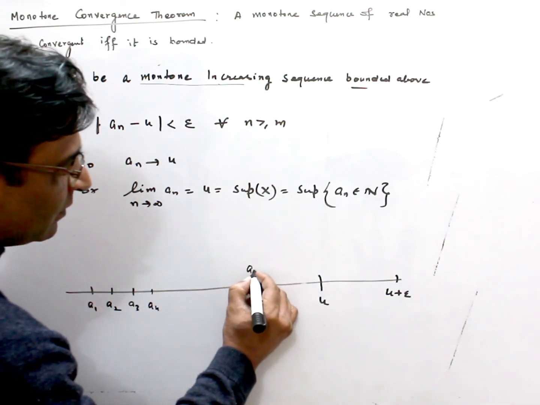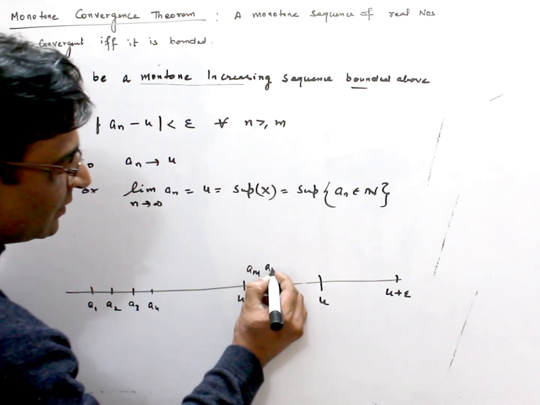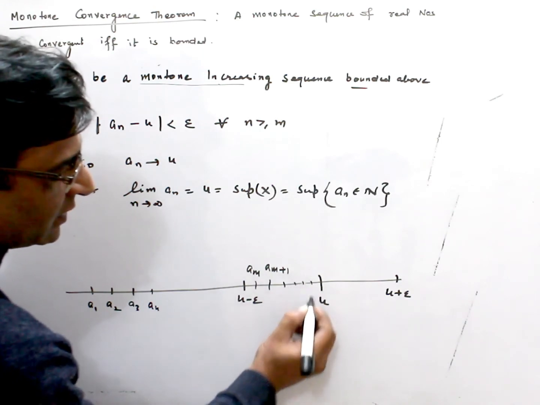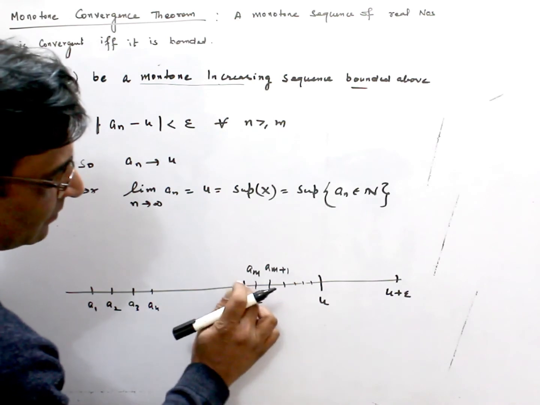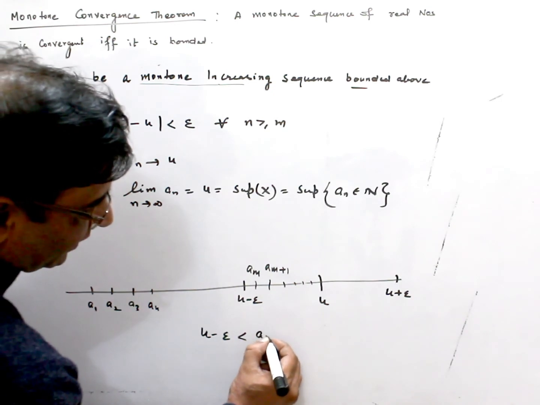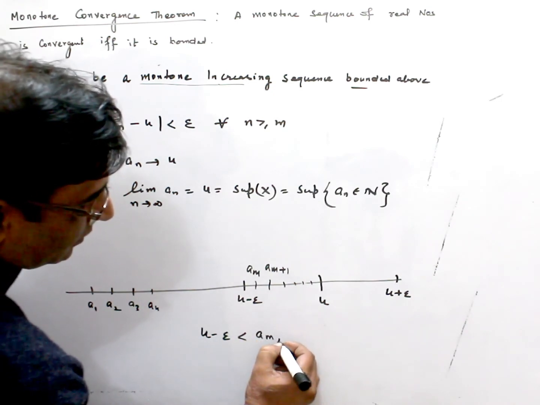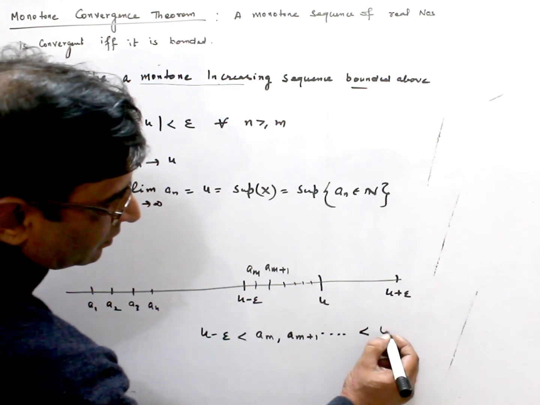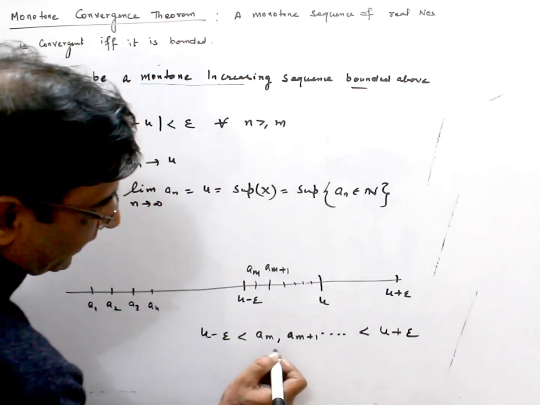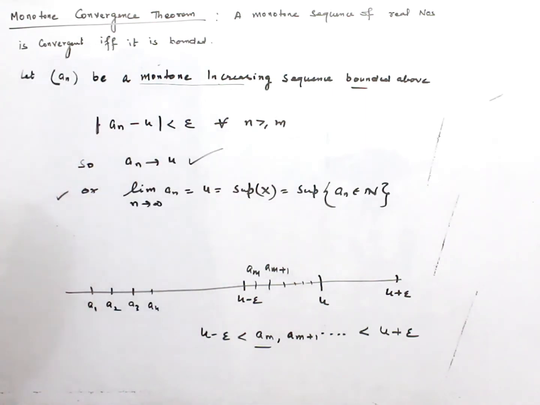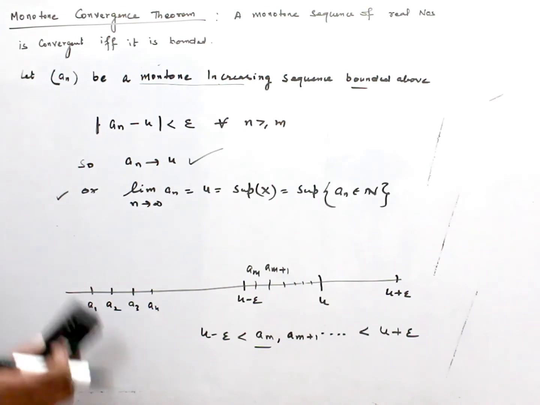Suppose here is a_m, and here is a_m plus 1, and so a_m plus 2, a_m plus 3, like this, terms fall between these, and this gives the result U minus epsilon less than a_m plus 1, and so on, less than U plus epsilon, and from here you know how I get this result. So this is the theorem.